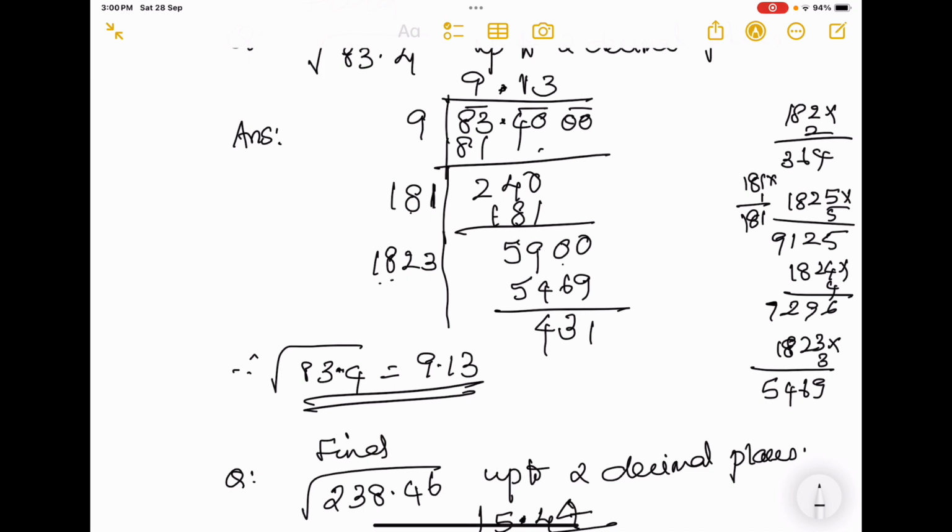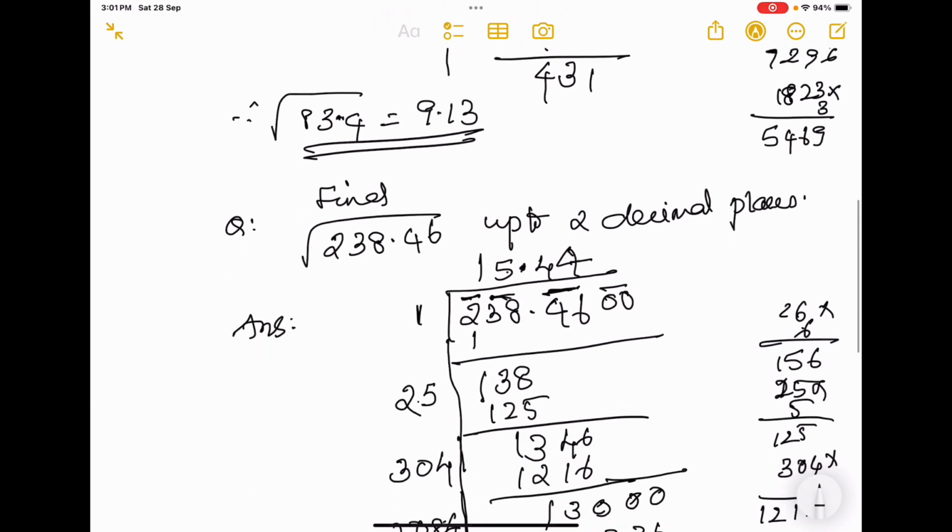So subtract 1 from 4, 3. Then 1823 into 3, we get 5469, and it is less than 5900, so we can write 3 in the quotient and 3 near 182. Then subtract 10 minus 9, 1, 9 minus 6, 3, and 8 minus 4, 4. Here we get 2 places, so our answer is: root of 83.4 equal to 9.13.